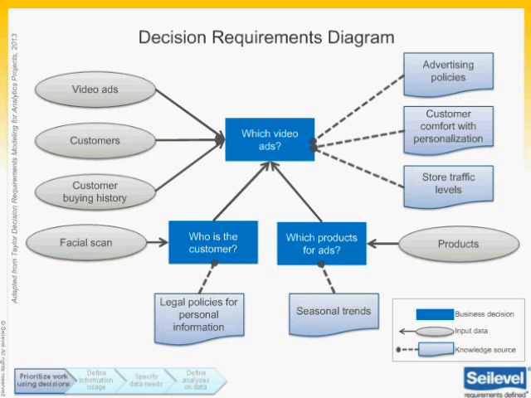So again, this is an example of a decision requirements diagram. This is adapted from some work by James Taylor, and I've got some links at the end of the webinar that will point you to more information on that model.